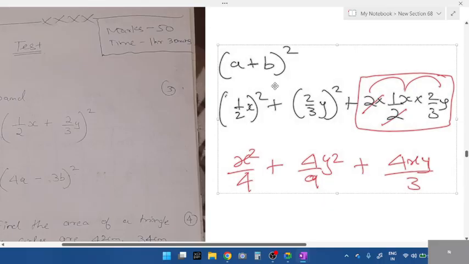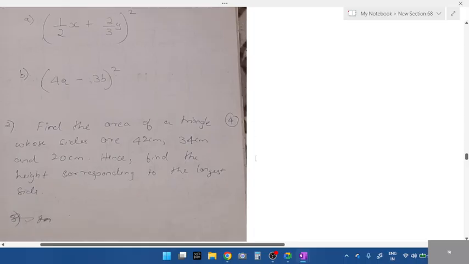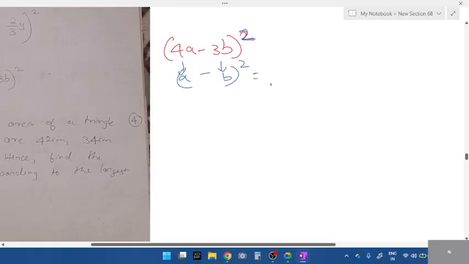Next question. Don't write anything. Don't write now. Just look at your answer and compare. (4a minus 3b) the whole. See, the degree is 2, and we have a minus inside. Imagine this as a, minus this as b, whole square. (a minus b) the whole square is a square plus b square minus 2ab. If you want, write it. They won't reduce marks for it, and they won't give extra marks. It is just for your reference.